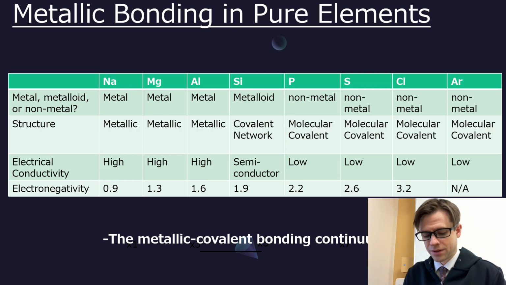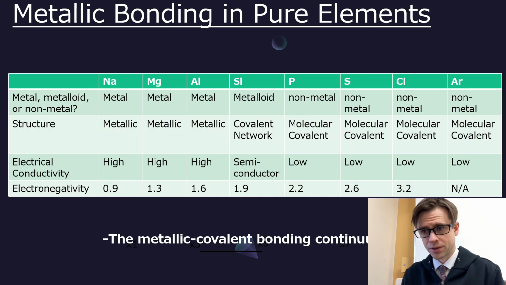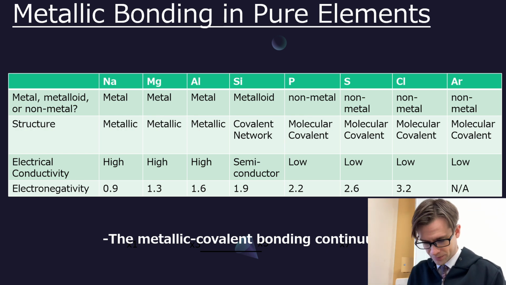So then we can consider the electronegativity. Sodium 0.9, magnesium 1.3, aluminum 1.6. So those are quite low. And as we get to silicon though, 1.9, this is where things start to get into the metalloid territory, less metallic. So right around this point is where we start to see a big change with the structure and the conductivity.